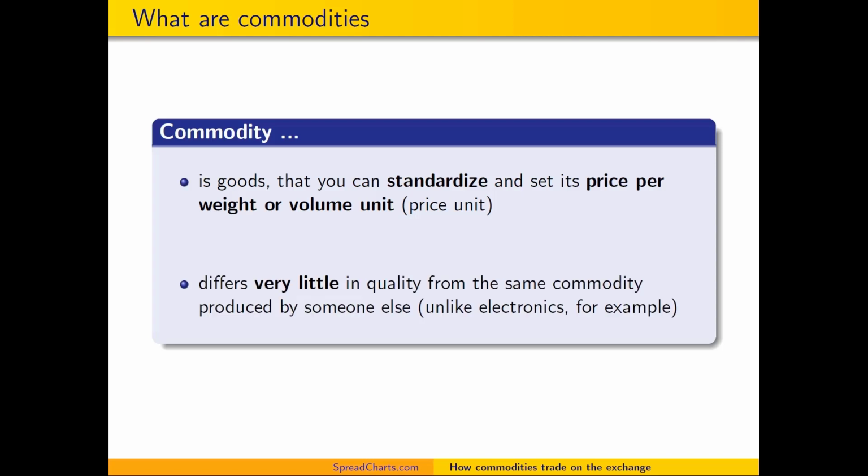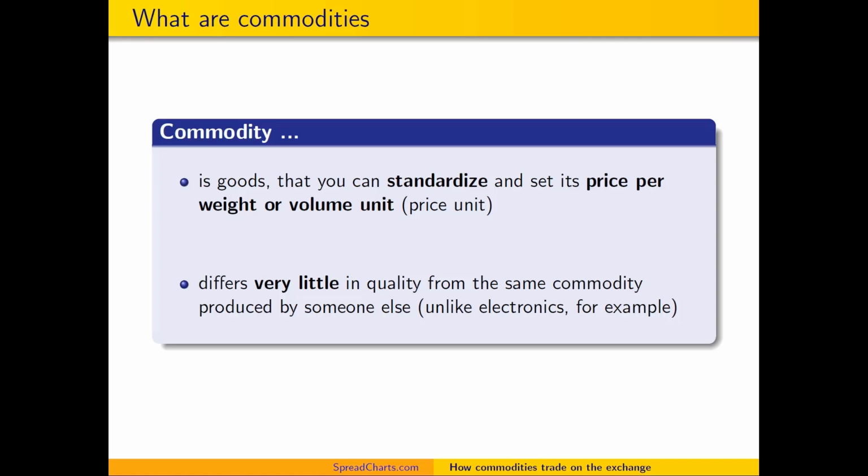The second crucial point is that commodity quality differs very little across producers. Corn from farmer A is very similar to corn from farmer B. This doesn't apply to cell phones, for example. A cell phone from maker A is very different from the cell phone from maker B. They can differ in features, screen size, design, and many other parameters. The price of a cell phone can also vary widely. Therefore, the cell phone is not a commodity.